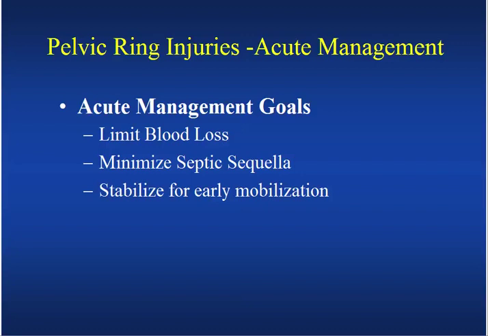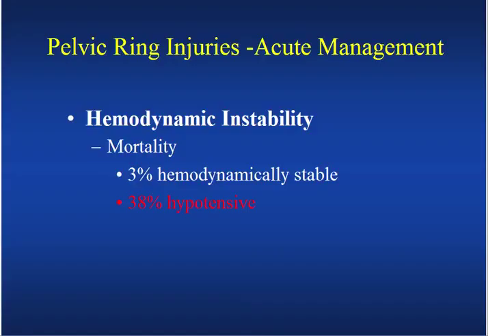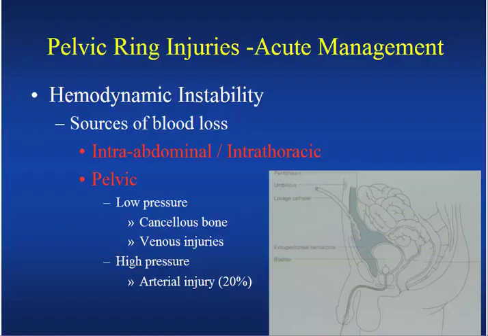Remember that mortality is associated with hemodynamic instability. If you have a hemodynamically stable patient with a significant pelvic ring injury, the mortality is very low. On the other hand, if the patient is persistently hypotensive, the mortality goes up dramatically. The sources of blood loss can include intra-abdominal bleeding or intrathoracic bleeding, and those need to be ruled out.